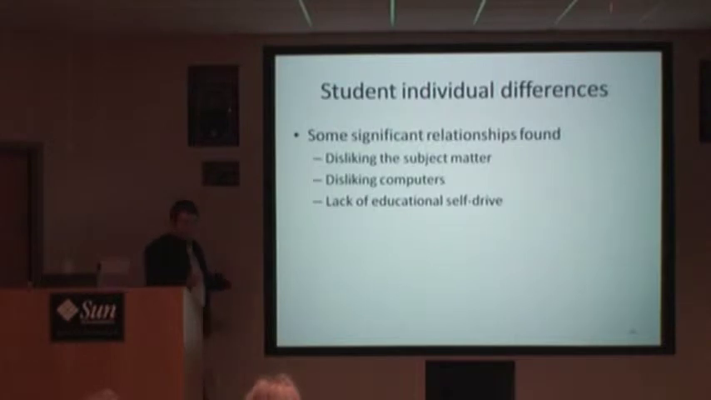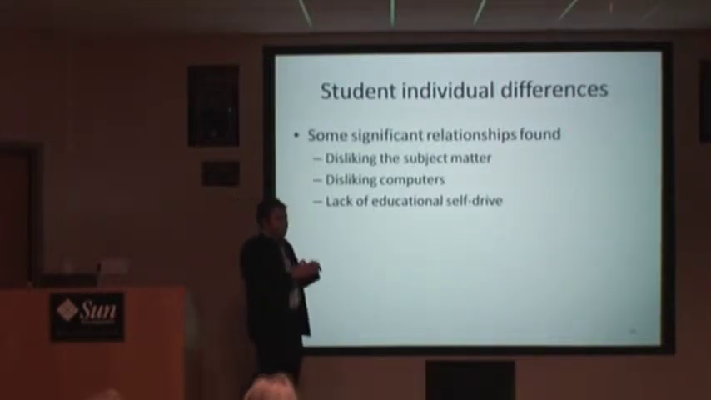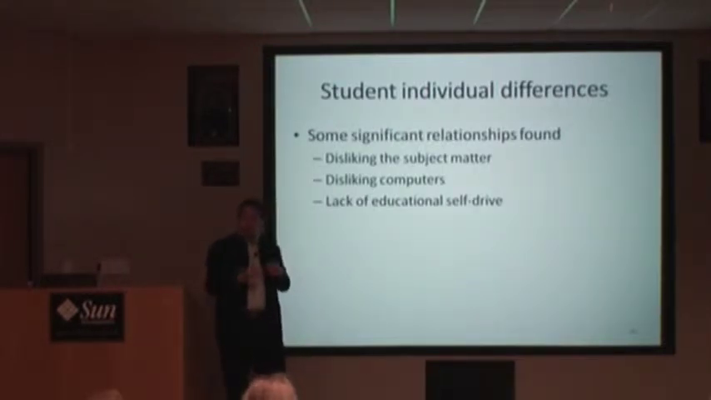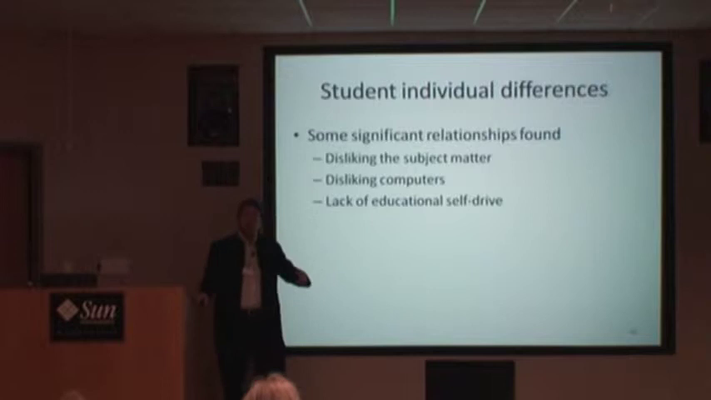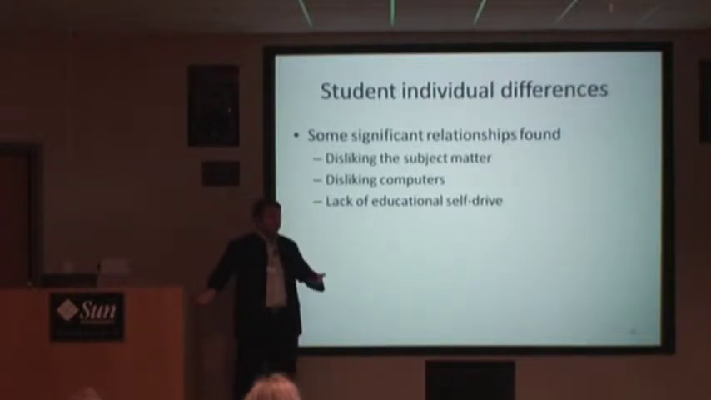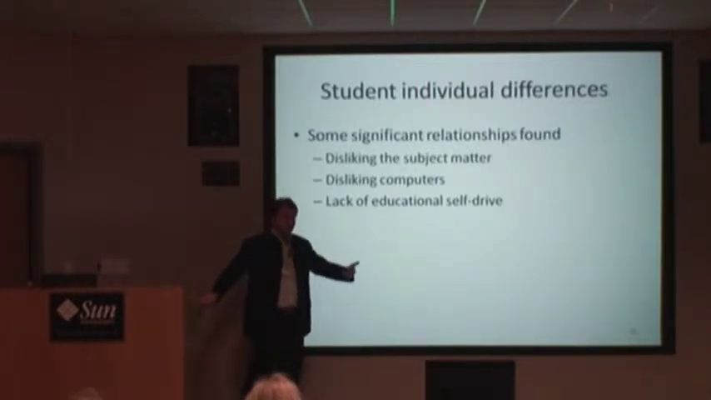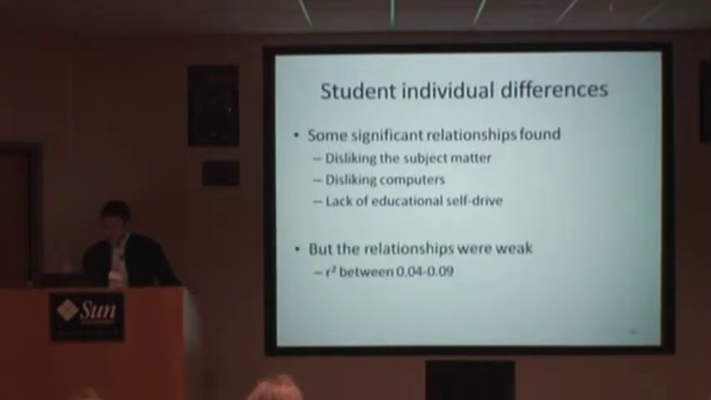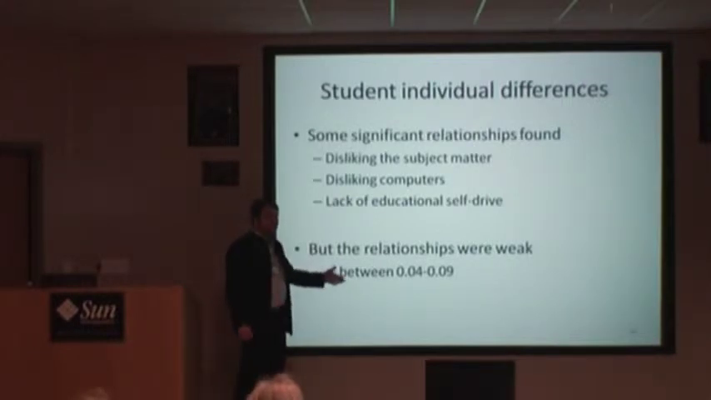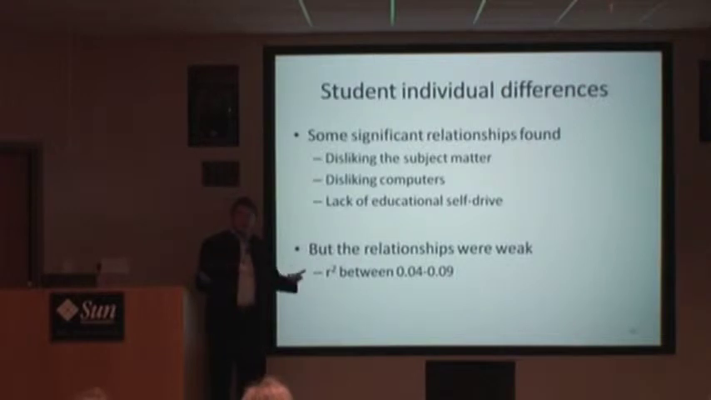Some significant relationships were found. Students who dislike the subject matter, who dislike math, are more likely to game. Students who dislike computers are more likely to game. Students who have a lack of educational self-drive, you can also think of this as conscientiousness from the personality scales. Students who aren't conscientious in educational settings tend to game. None of this is rocket science, and also the relationships are really weak. They predict like 4 to 9% of the variance in gaming. And this is after about 6 or 7 studies by various different research groups.